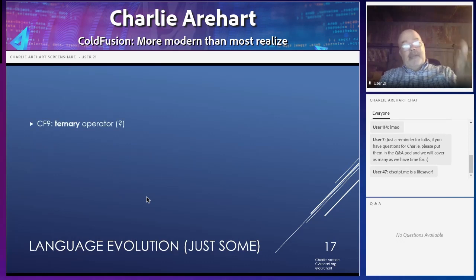All right, so moving on, language evolution. So I'm going to tell you about several operators. And again, I don't have time to get into each one. I could talk about each one for a few minutes. CF9 added the ternary operator. CF11 added the Elvis operator. 2016 added the safe navigation operator.